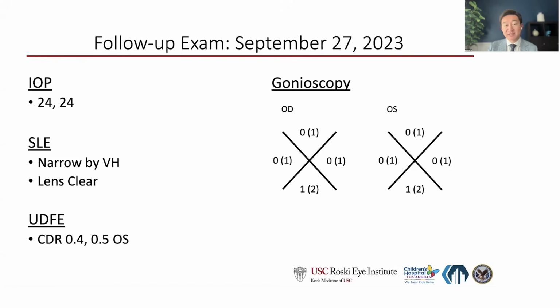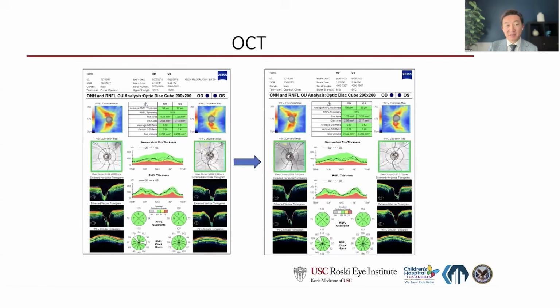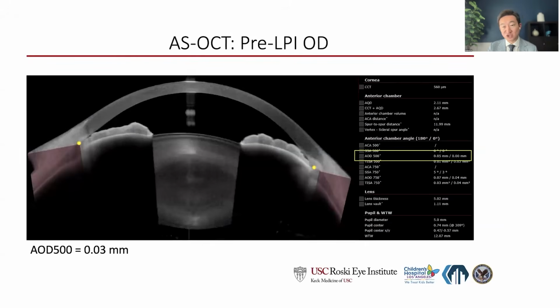Several years elapsed, and he was originally stable, but then in 2023, he presented now with elevated intraocular pressure to 24 in both eyes. The remainder of his exam was largely unchanged. At this point, we repeated the OCT RNFL, and fortunately, there was not any difference in RNFL thickness, which suggests that we caught the elevated IOP early enough before any glaucomatous damage occurred.